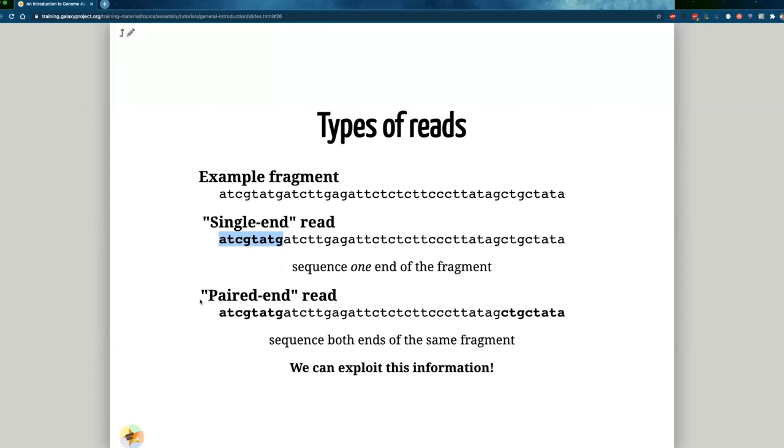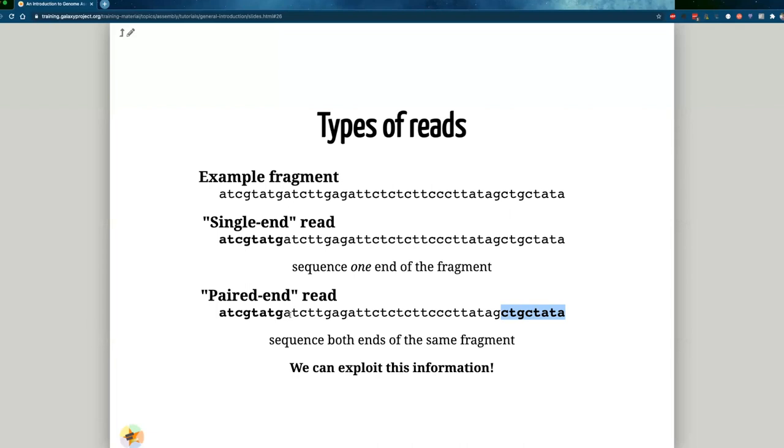However, they got a bit cleverer. And then they thought, well, why don't we sequence both ends of the fragments? And so they sequenced the first bit, and then they sequenced the last bit. Now, we know that this particular read is related to this particular read, right? Because they're on the same fragment. And we can also measure roughly the length of this fragment. And so we kind of know how far apart these reads need to be when we're doing our assembly.